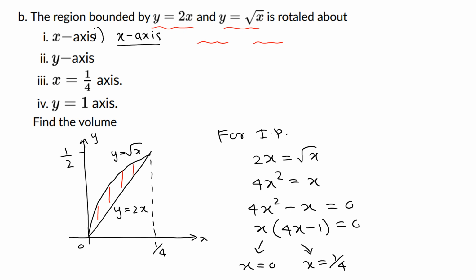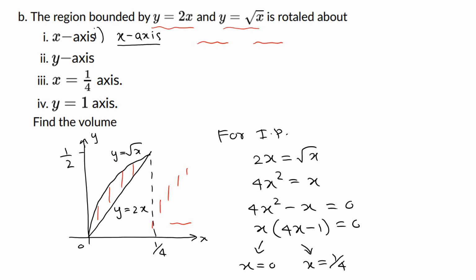And then since you rotate about an axis, you can see in the answer there's always a pi because of the rotation. So now, if you get a problem like that, you can see there are 2 different curves, one is y equal 2x and the other one is y equal square root x. And you can see there's a region bounded by those 2 curves.